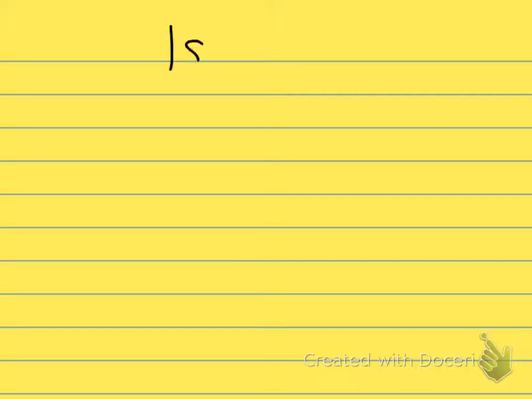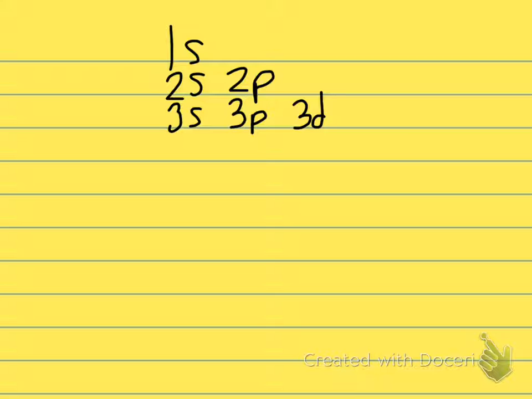Okay, we start with 1s. Directly below it we put 2s, and then we put 2p. Directly below 2s, we put 3s, then we put 3p. What's the next subshell on the third main energy level? 3d. So we put a 3d. Directly below 3s, we put 4s, 4p, 4d, and then what comes next? 4f.